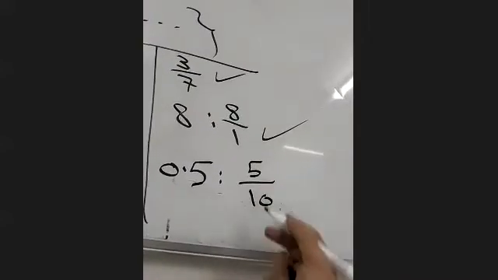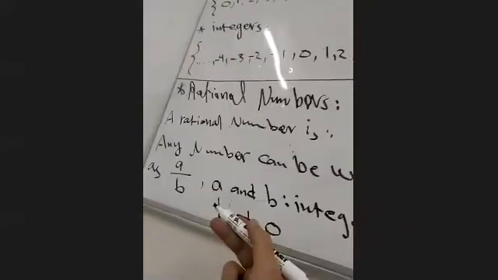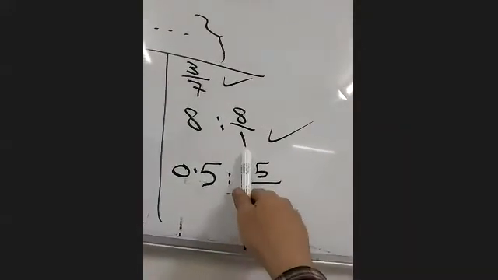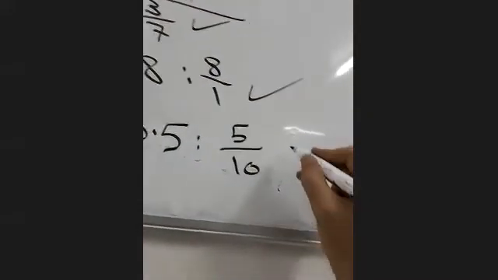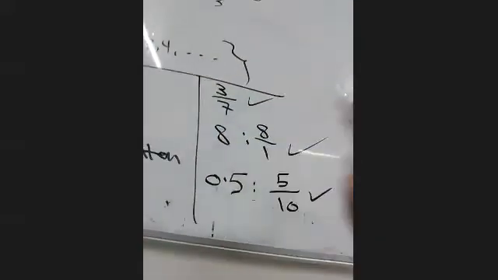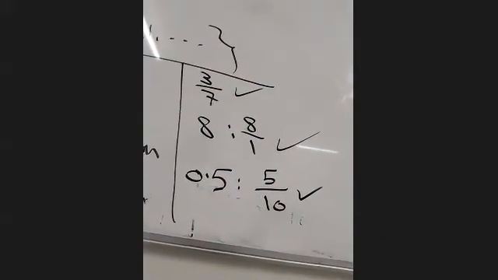Is A over B satisfied here? Yes. A over B and the bottom not 0. The bottom not 0. So these are what? Yes, these are rational numbers. There is no problem. Okay?